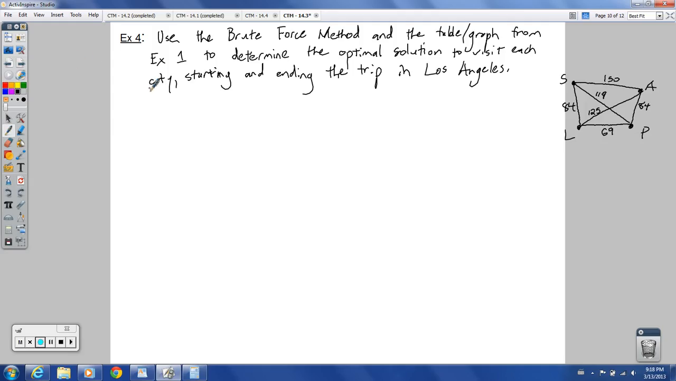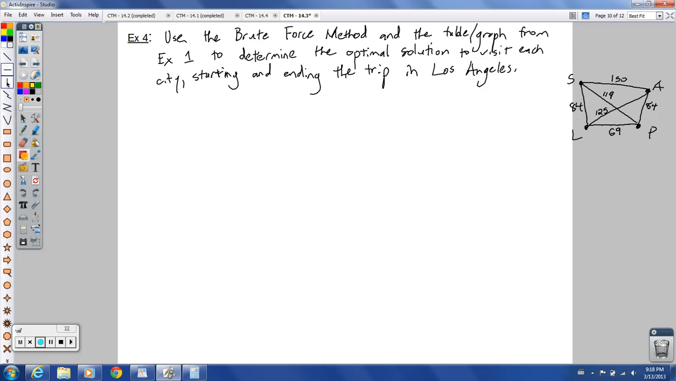With 5 vertices, you'd have 4 factorial, which would end up being 24. You'd have to do this 24 different times. Don't worry about having to do this more than 6 times. I'm not going to make you do something like that. You would hopefully have the use of a computer for anything more than 4 vertices. Okay, but we'll need 7 total blue lines on your paper here.